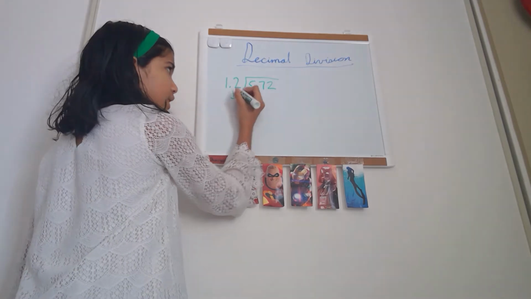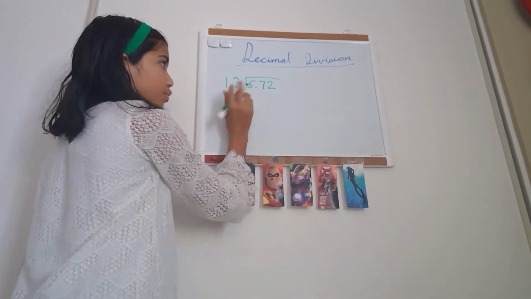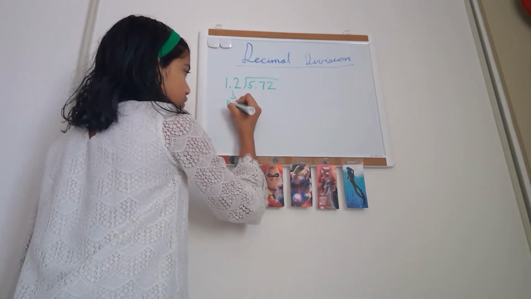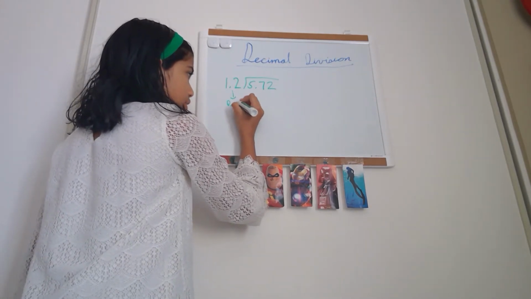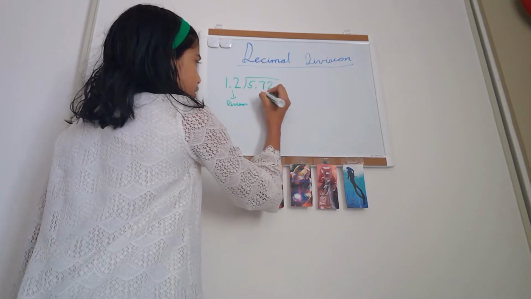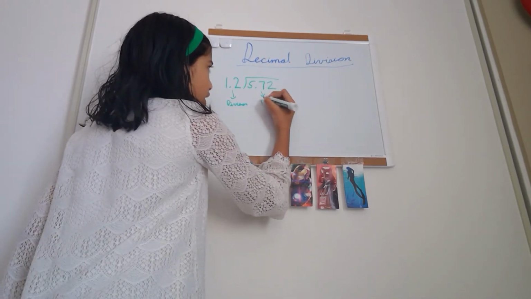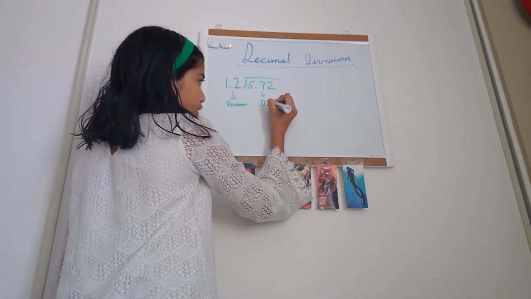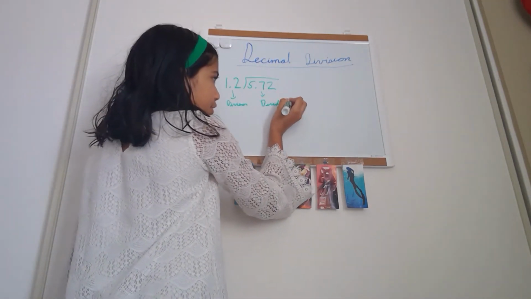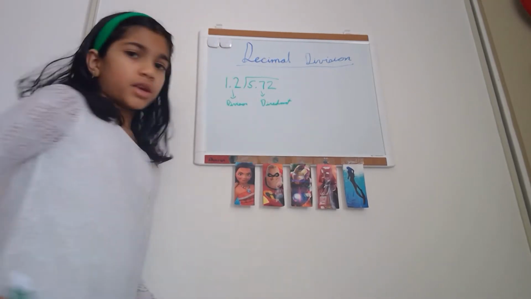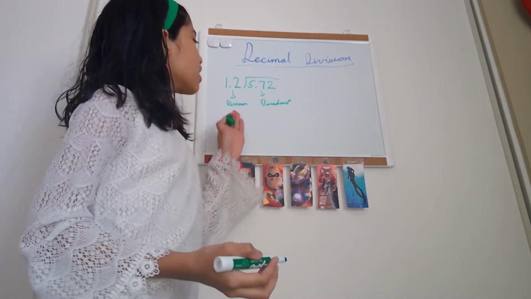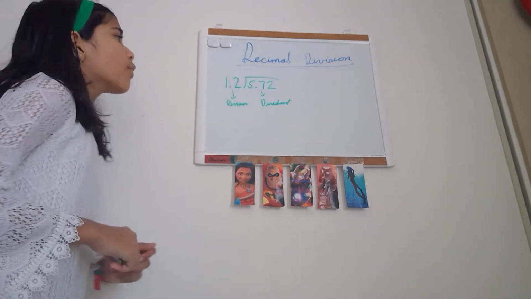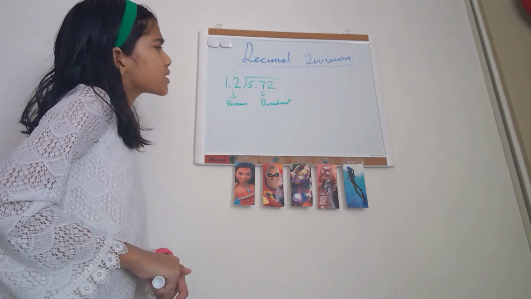So, the divisor is 1.2 over here, okay? So, 1.2 is the divisor. And then the dividend is 5.72. Dividend. Okay, so now we know what a divisor and dividend is. We may move on. Okay, so 1.2 divided by 5.72.